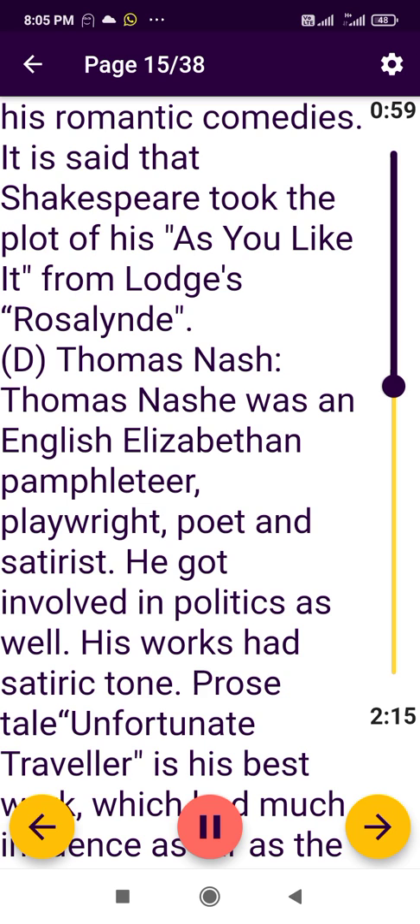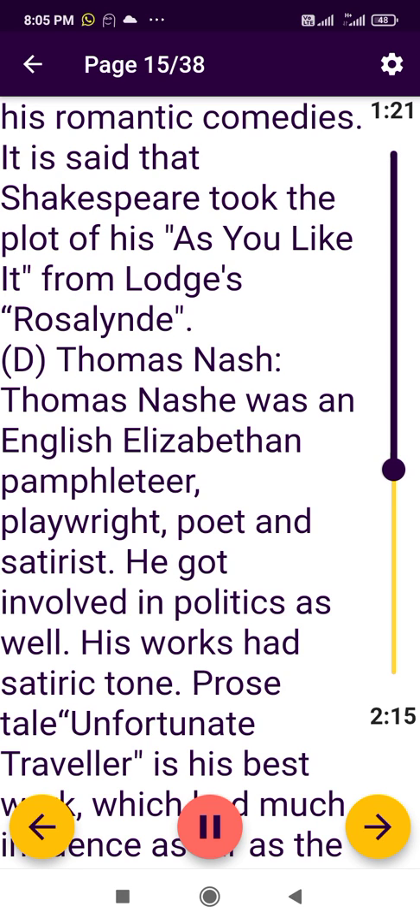F. George Peele. George Peele was another important dramatist of the university wits. His plays had romantic, satiric and historical elements. He had no attraction towards the poetry. He handled blank verse with variety, and had a sense of humor and pathos. Edward I was perhaps his best work.